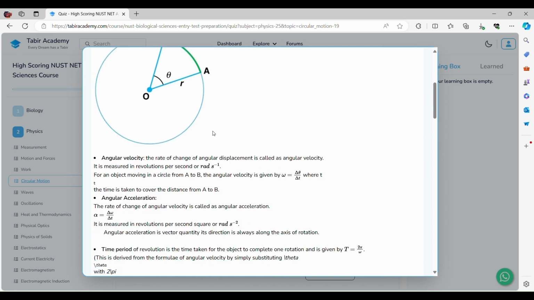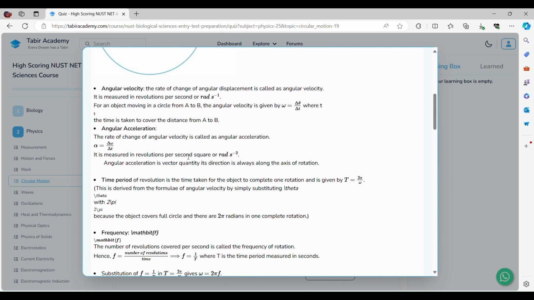Angular velocity is the rate of change of angular displacement. Its SI unit is rads per second. For an object moving in a circle from A to B, its angular velocity is given as: change in angular displacement over change in time, where t is the time taken to go from A to B.